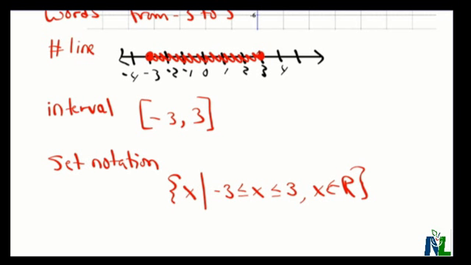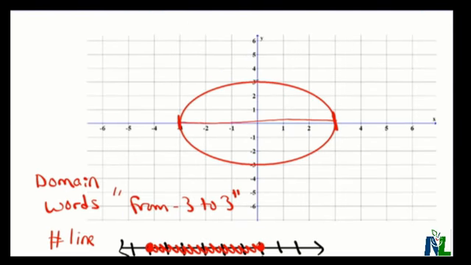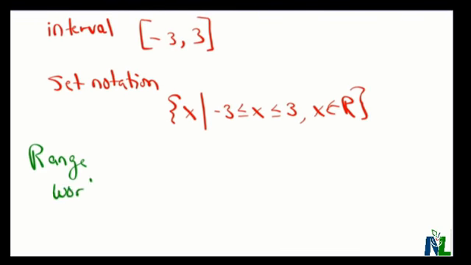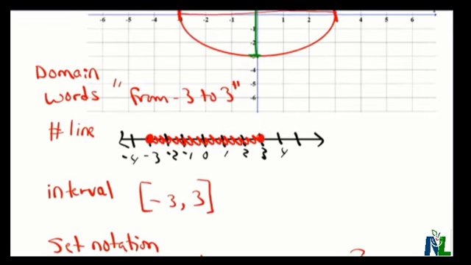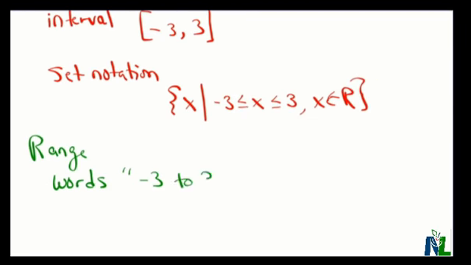We want to then consider our range. So now we're going to look at our y-axis and what area this graph covers. And this graph goes from -3 up to 3. So in words, if I want to talk about my range, it goes from -3 to 3. So our number line, interval, and set notation are going to be very similar.